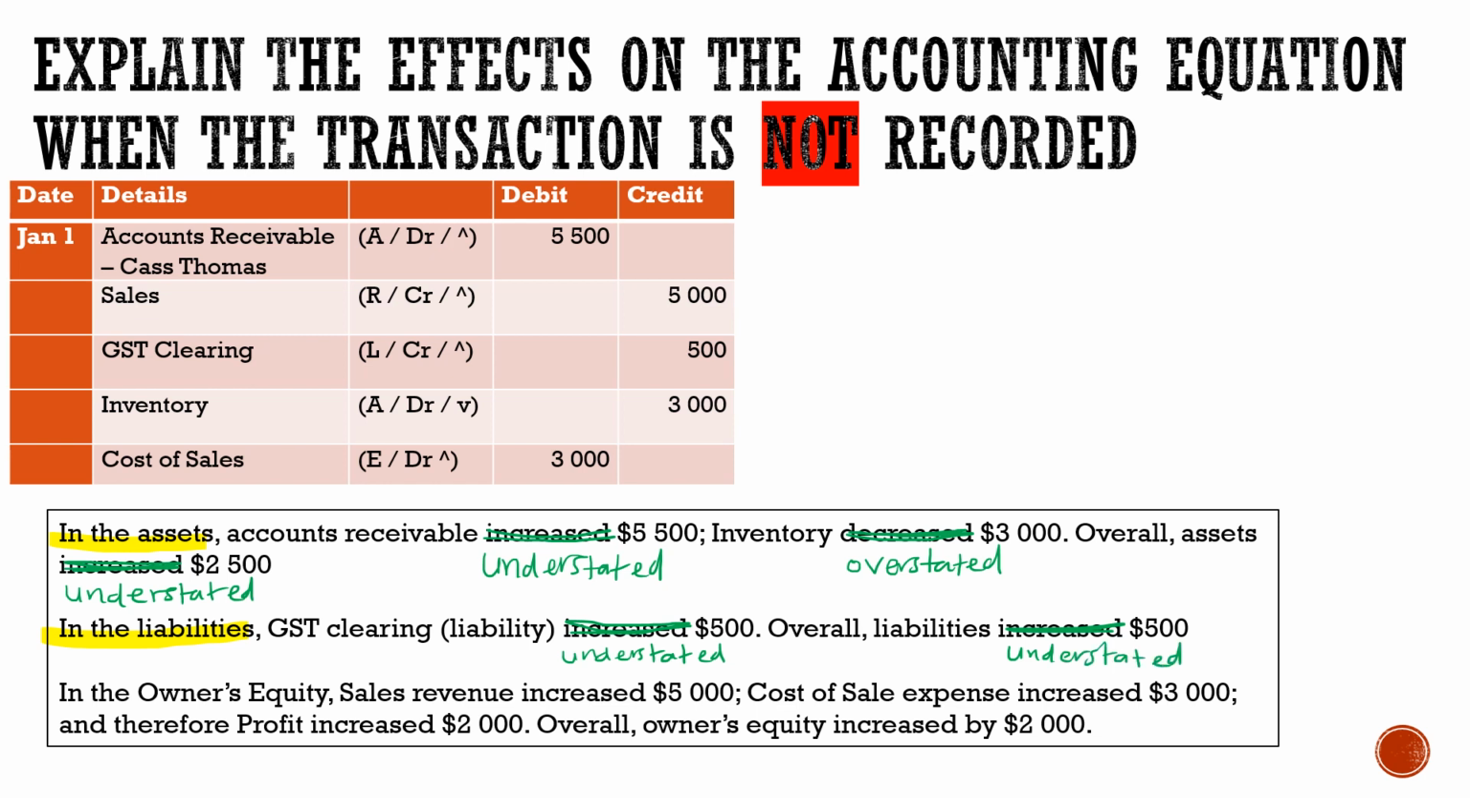Lastly, in the owner's equity, if the transaction was not recorded, sales revenue would not have increased, which means the sales revenue would have been understated. And cost of sales expense would also not increase, which means it would be understated. And therefore the overall profit would not have increased, but instead it would have been understated by $2,000. So overall the owner's equity would not have increased. Instead it would have been understated by $2,000.